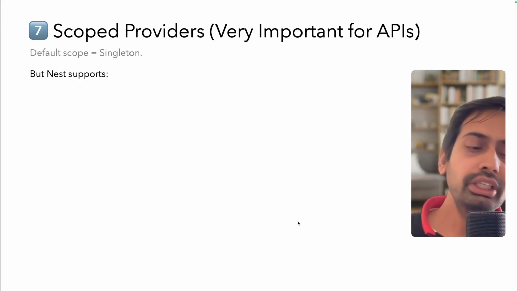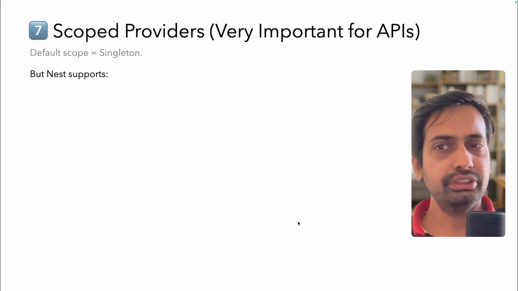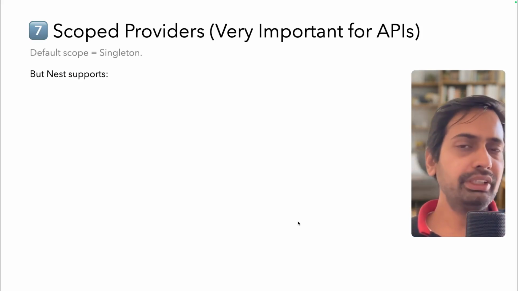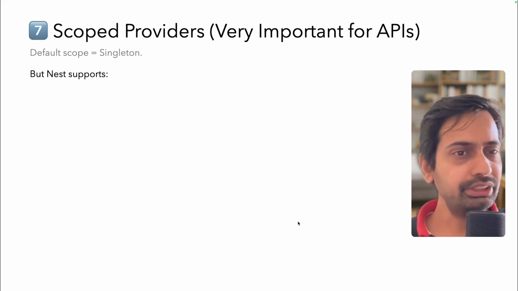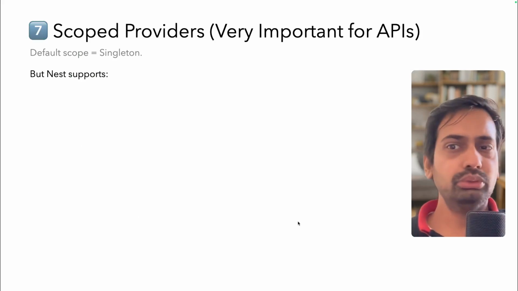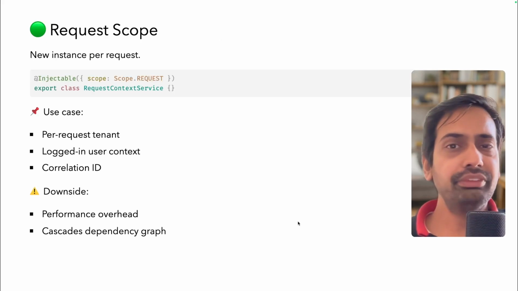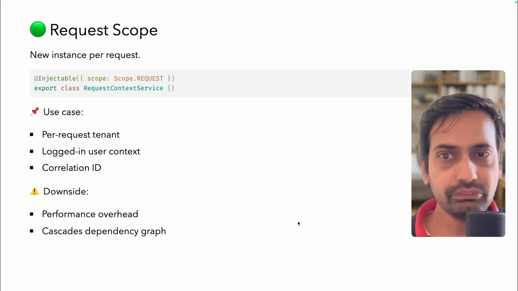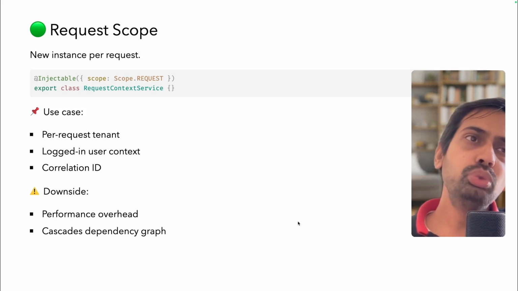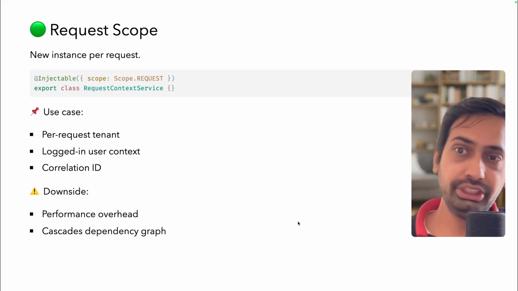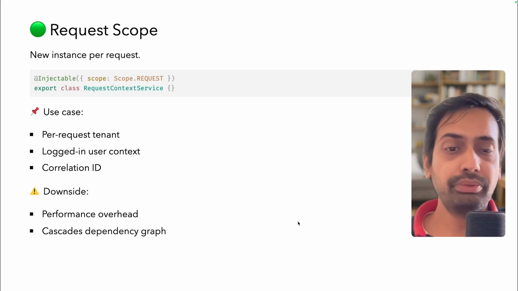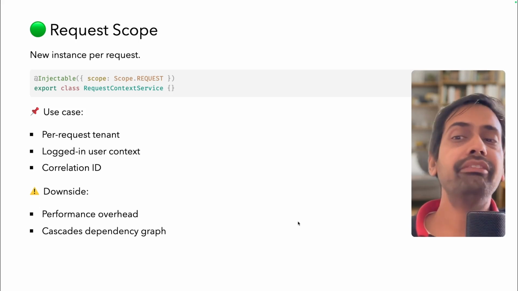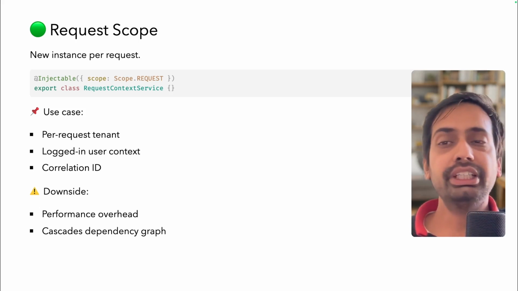Now important part is the scope providers. By default you might remember that NestJS injectable service has a singleton scope, but not every time we need a singleton. Why? Because sometimes we need to extract the context of the request, right? We want a new instance of a particular service on each and every request. So in that case you can set a scope request.